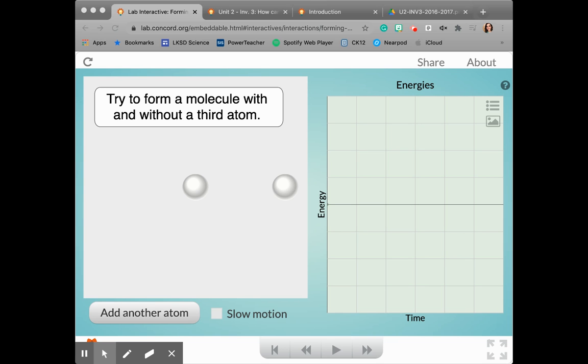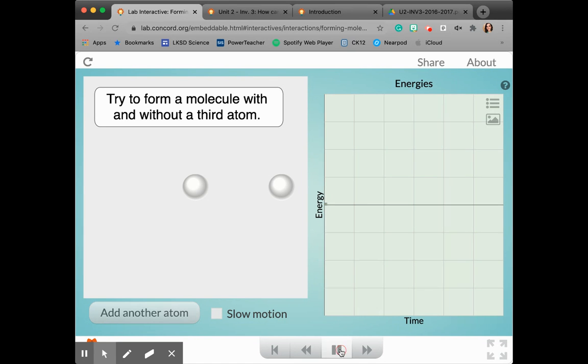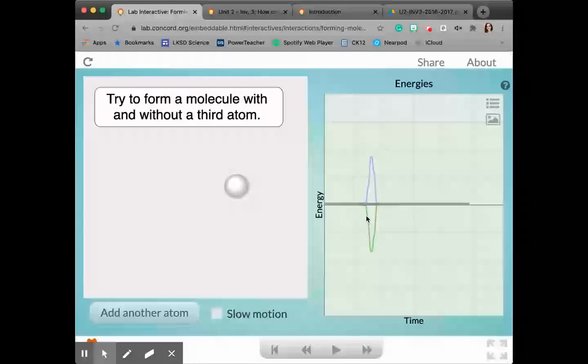So the first scenario to think about is what if we have a system with only two atoms in it? Can we form a bond? So if I hit play, you're going to notice that the atoms will collide with each other and eventually send one of them away. And what's happening here is that we actually do create a bond for a very short-lived amount of time. However, because of the repulsion of the nuclei, the atoms are being forced away from each other.